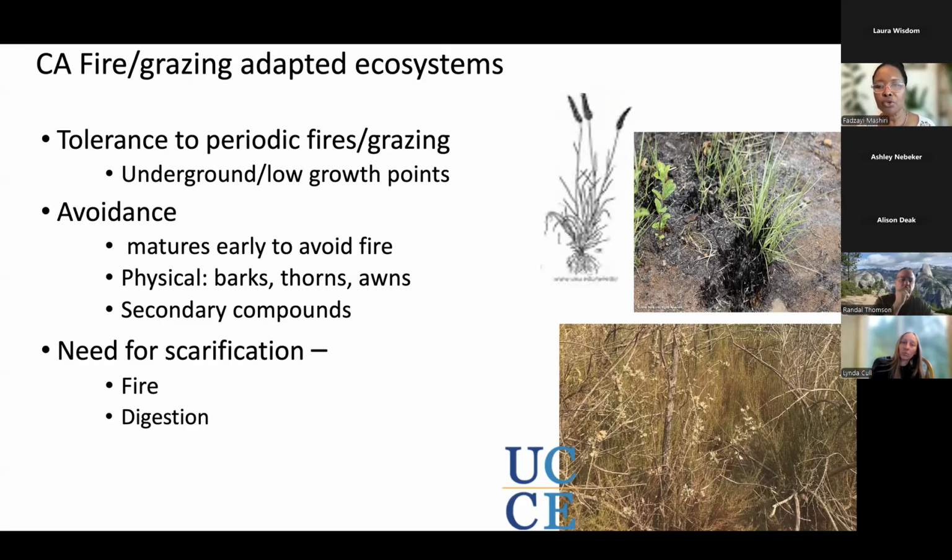And most of the plants have secondary compounds that sicken the animals or prevent them from eating a lot of them, so they can survive being grazed that way. We also see some plants that require fire to come through to scarify them, especially trees which have seeds with thick seed coats. They can also go through digestion, showing that they're adapted to grazing. The seeds can go through digestion and come through the other side, still viable.